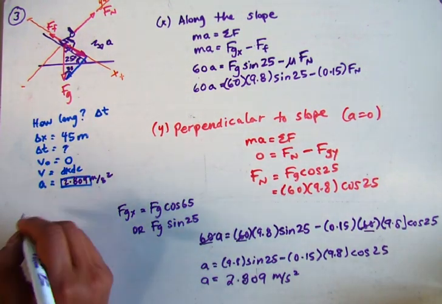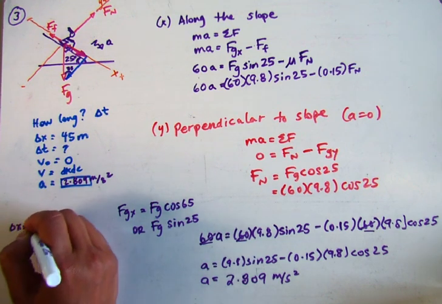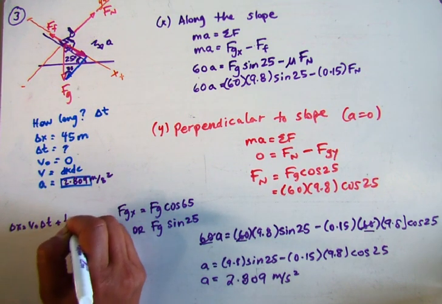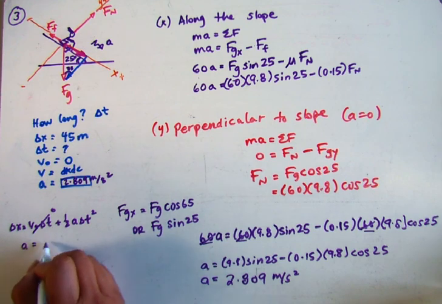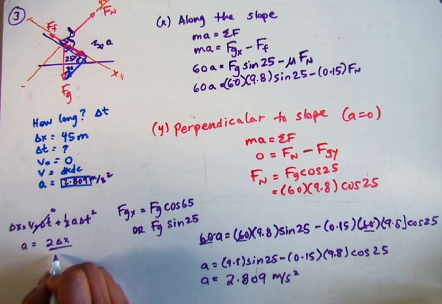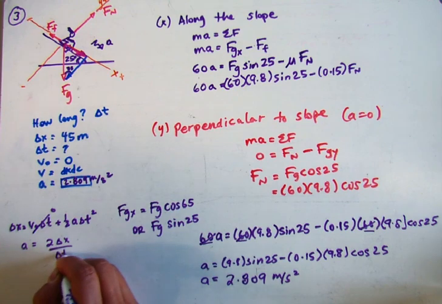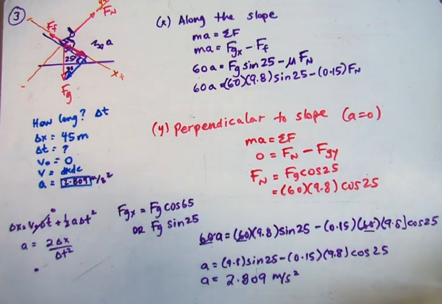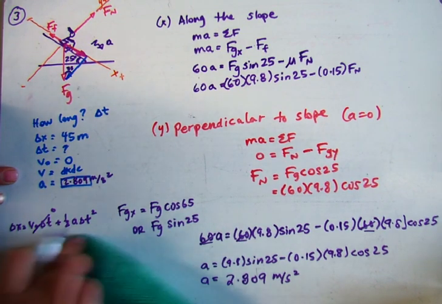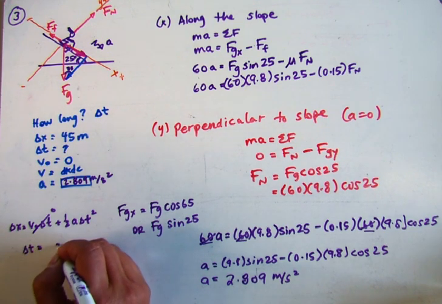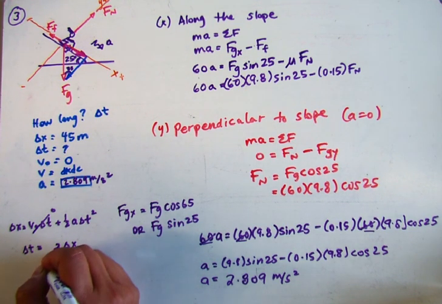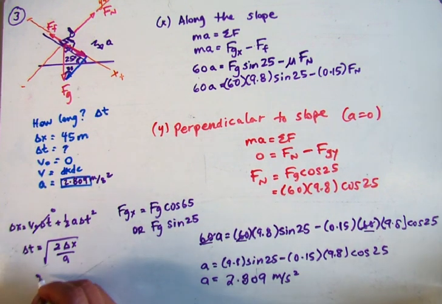So without v, I've got delta x equals v0 delta t plus 1/2 a delta t squared. It starts at rest. So we want delta t, my unknown. So delta t equals 2 delta x over a, and then we take the square root of all that. So square root of 2 times 45 divided by 2.809.